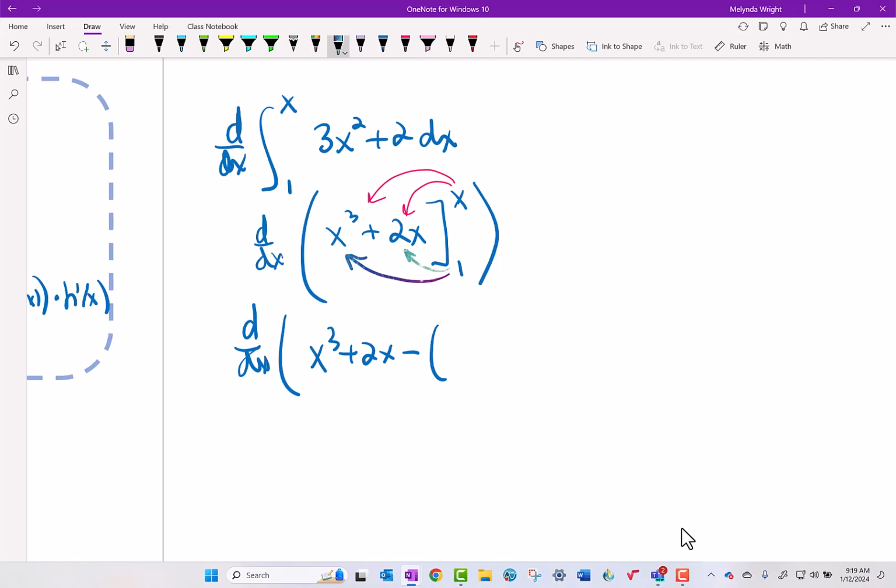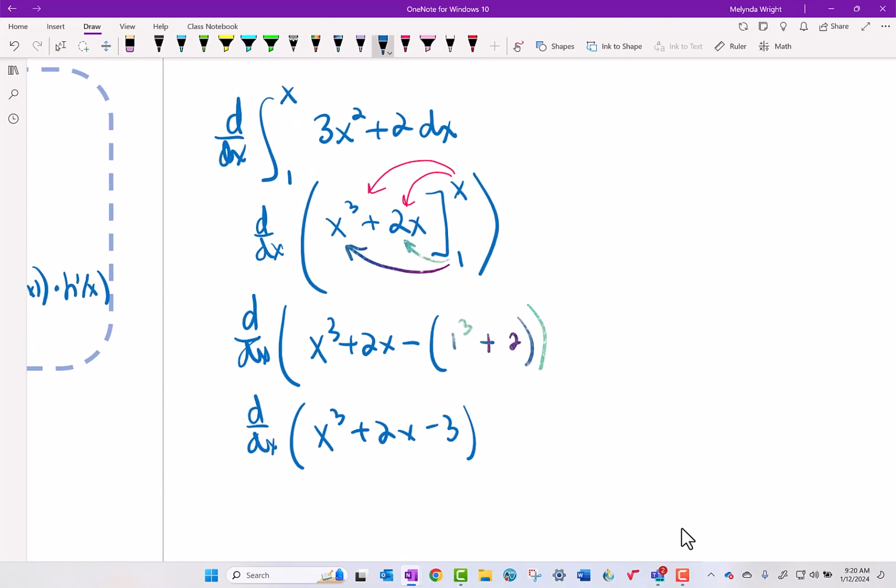So I put a 1 in and I get 1 cubed, and I put 1 in there and I get 2. All right, so what am I doing? I'm doing the derivative of x cubed plus 2x minus 3. Help me with my arithmetic. That's right, isn't it? All right, so now let's do the derivative of that. The derivative of x cubed is what? 3x squared. The derivative of 2x is 2, and the derivative of 3 is 0. So I want you to see how we ended up with the exact same thing we started with.